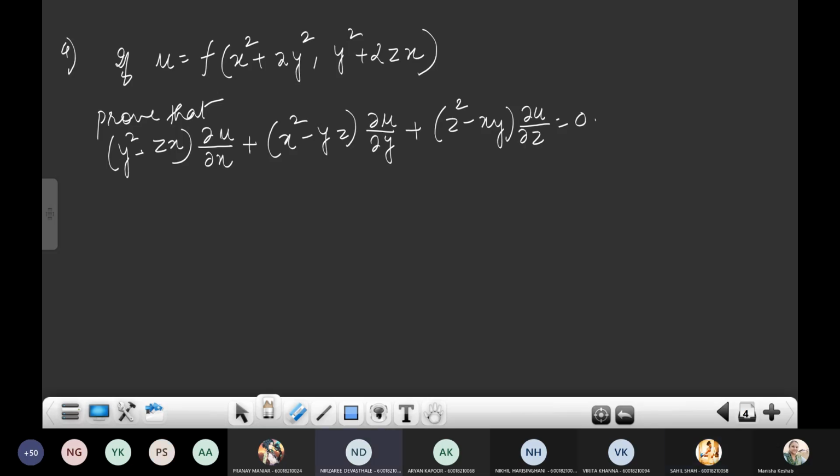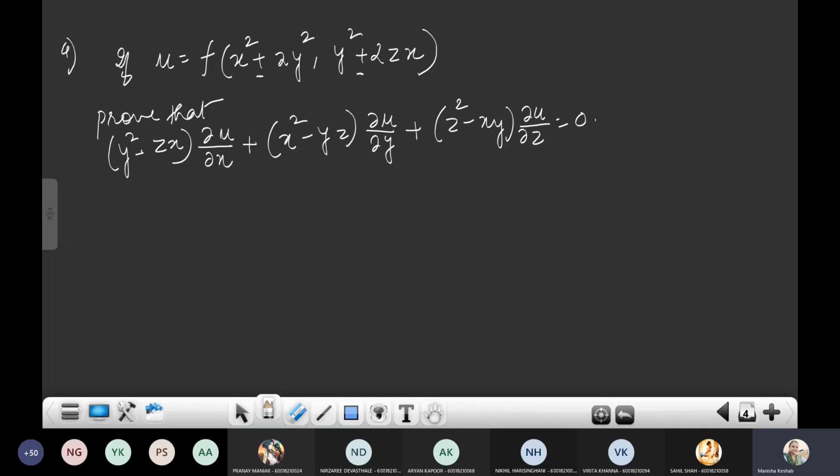Okay? Ma'am, what is it? X square plus y square, comma or plus? X square plus 2y square, comma y square plus 2z. So that means u is a function of this and this.